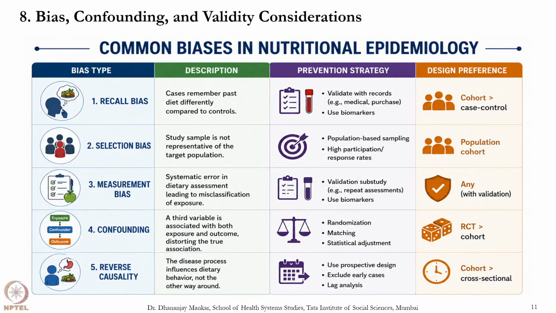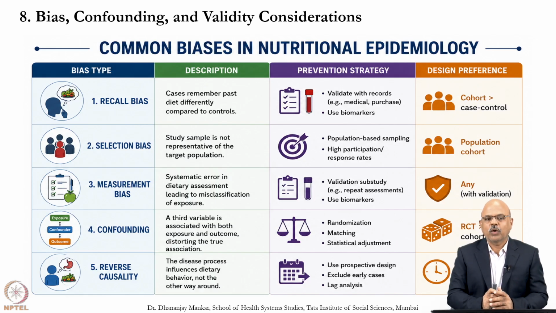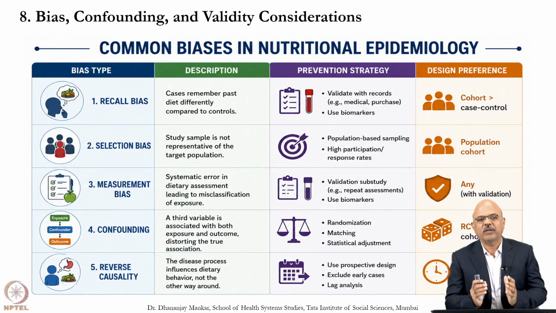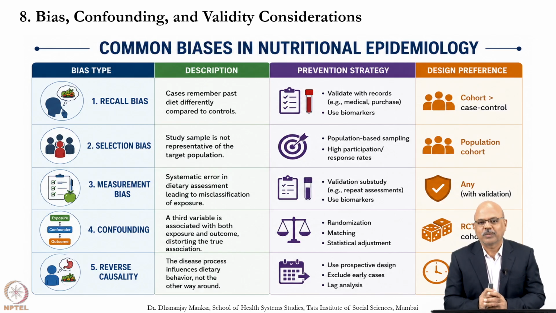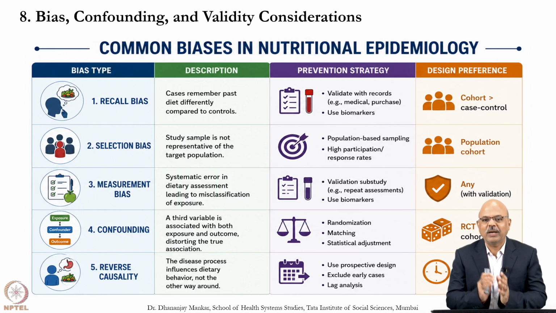Bias, confounding and validity considerations. If I am looking at the biases: recall bias, selection bias, measurement bias, confounding and reverse causality. For recall bias, cases may remember past diet differently compared to the controls. A prevention strategy that can be used is to validate with records and use biomarkers, and the preferential design will be cohort or case control.